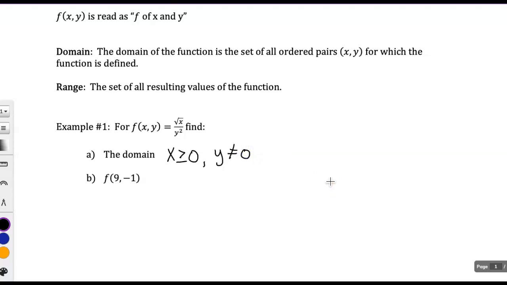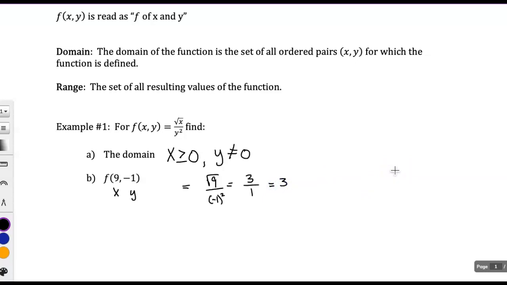And then they're also going to ask you to plug numbers into the function. If they say, what is f of 9, negative 1, they want you to plug in 9 for x and negative 1 for y. So we would get the square root of 9 over, and for y, we plug in negative 1 and square it. The square root of 9 is 3, negative 1 squared is 1. So if we plug in 9, negative 1, we get out 3.